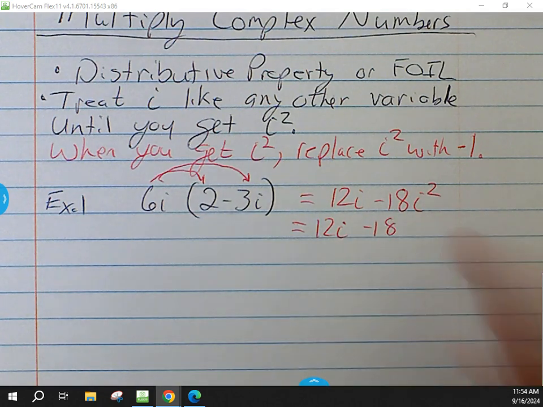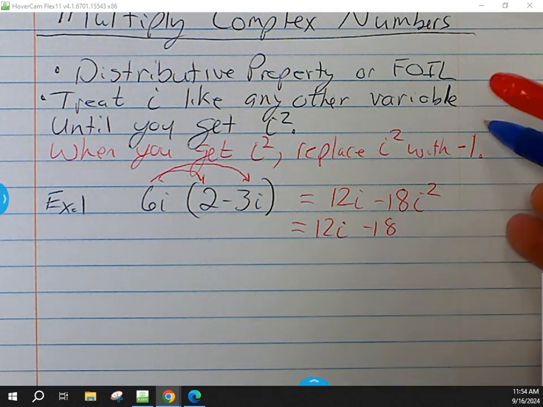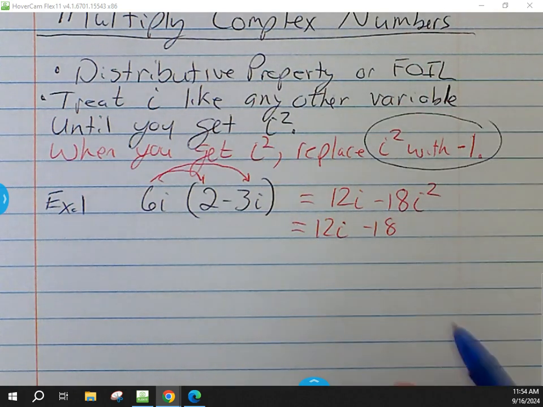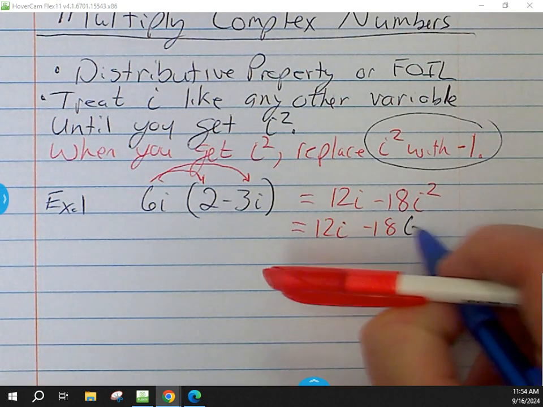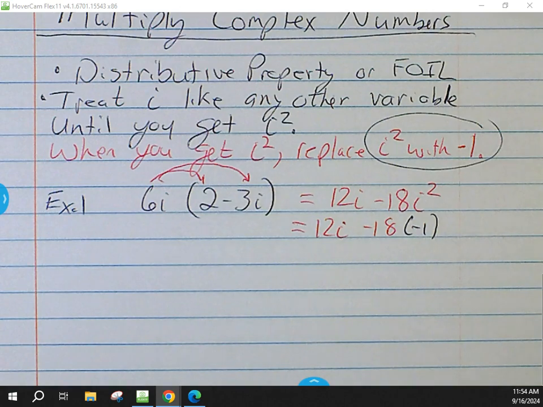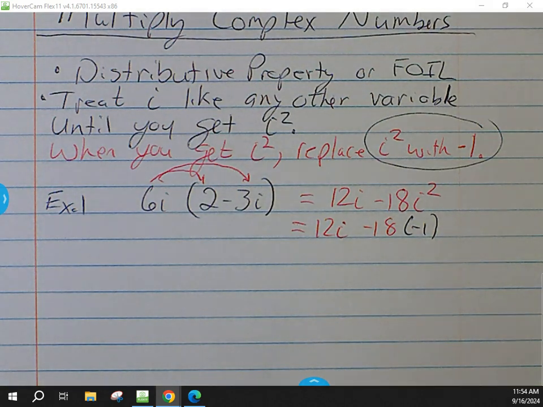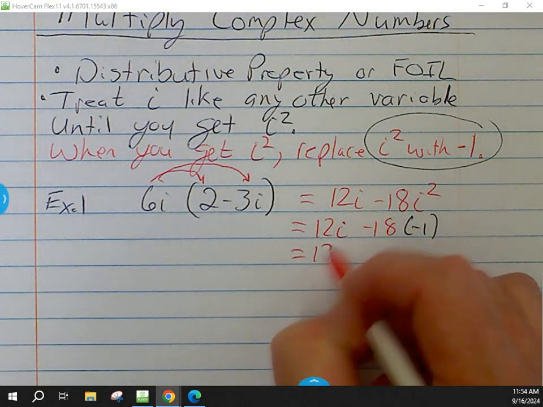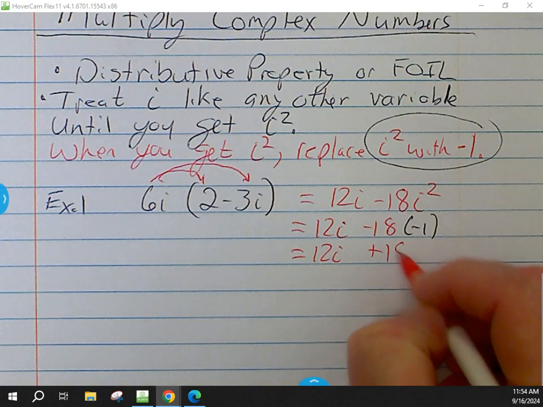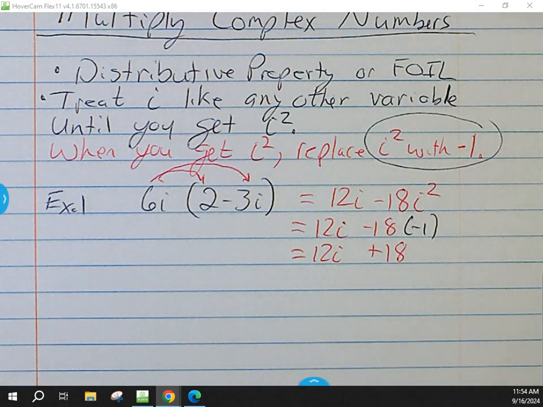And again, wherever you have i squared, you're going to take out the i squared and replace it with a negative 1. So that really means that's negative 18 times negative 1, which means that's 12i. When you do the negative 18 times negative 1, you make it a positive 18. That's still the right answer. It's just not in the form that they wanted.